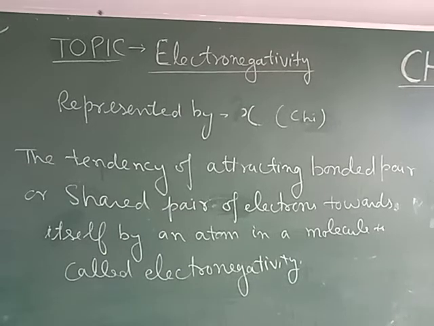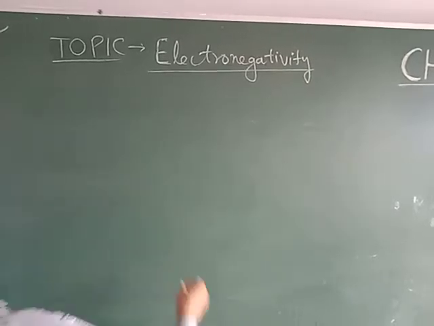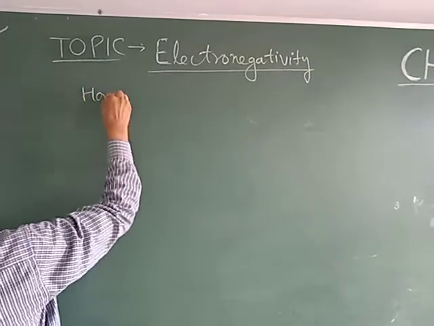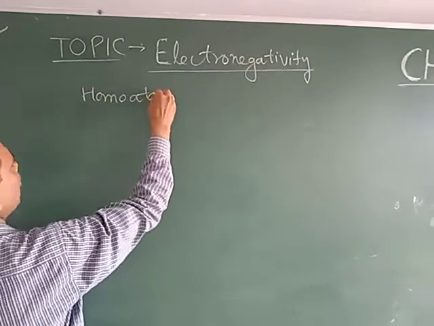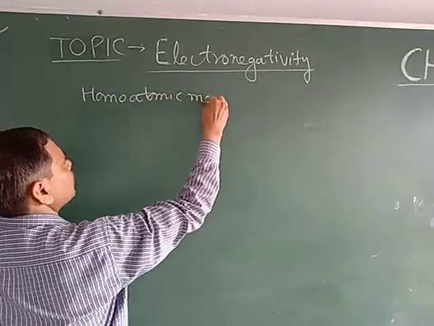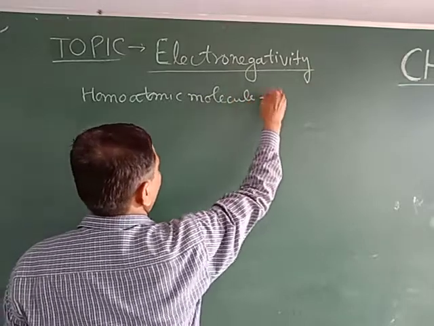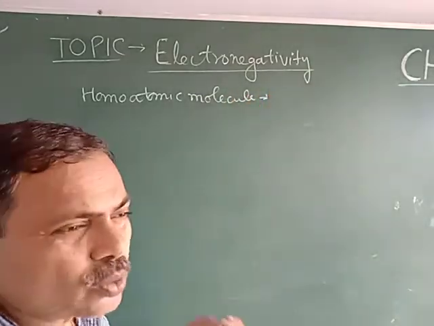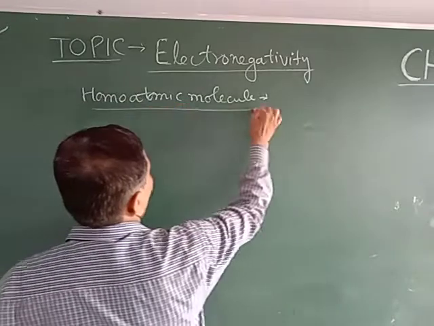Repeating again, it is the tendency of attracting the bonded pair, or you can say shared pair of electrons, towards itself by an atom in a molecule is called electronegativity. Now I am going to explain by an example. For example, in the case of a homoatomic molecule, for example Cl2, H2, whatever.